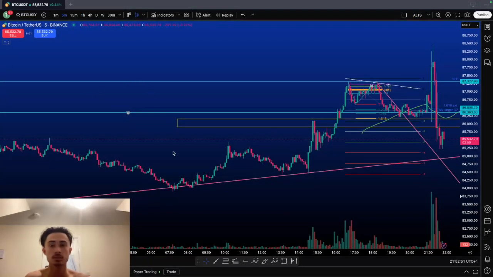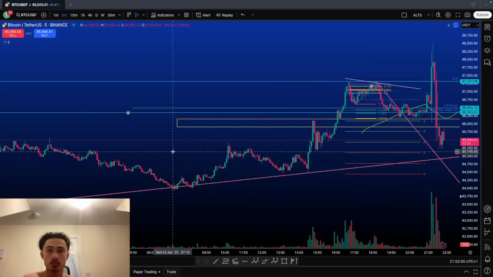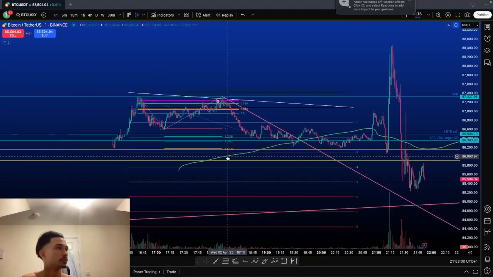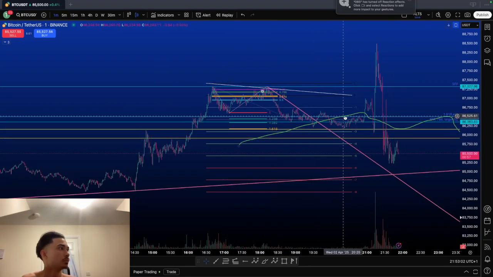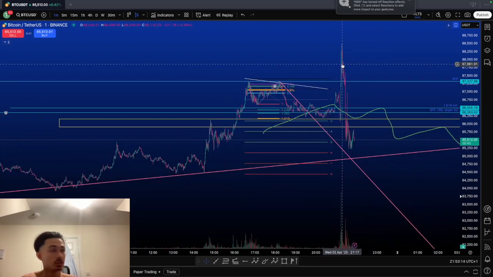This is why you take profits, guys, or you protect your position, because look at this massive liquidity sweep. Look at that. TP here, protecting my position here. Bang, liquidity sweep. Oof, I would have got stopped out. So yeah, it's always good to protect your position.